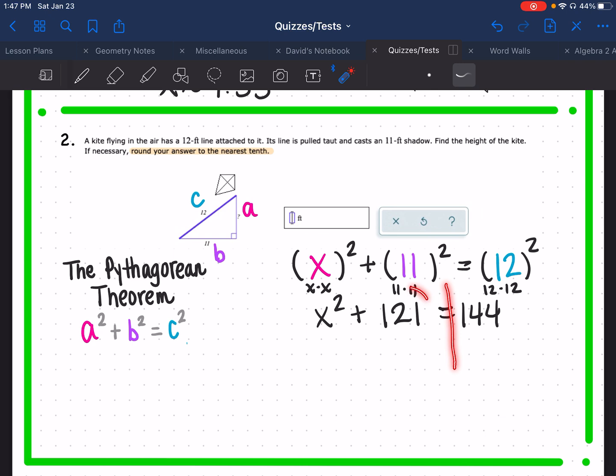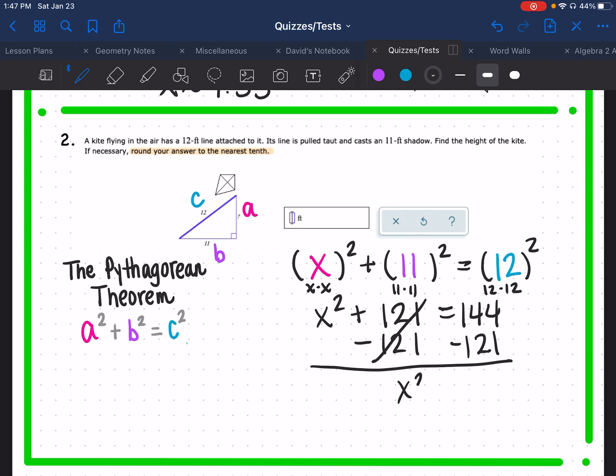You're going to take a look at your equal sign. They're split once again, so I'm going to go ahead and subtract. Now remember, if they were together on the same side, I would actually add. 144 minus 121 is 23. Take the square root of both sides. And you're going to give me the answer that your calculator says. You are not going to give me the negative number.